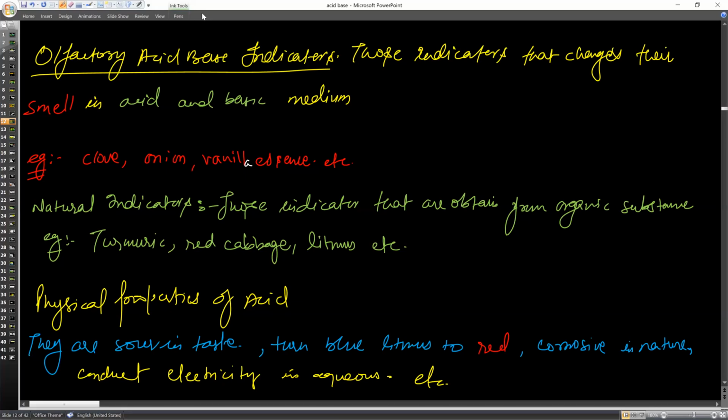So we have to write the physical one also. Yes, sir. Yeah, you have to write that one also. The physical properties of acids. What are the physical properties of acid that you have already been studying since 8th standard also?